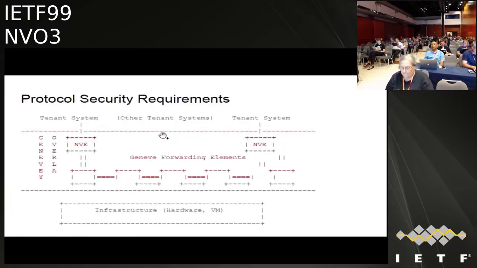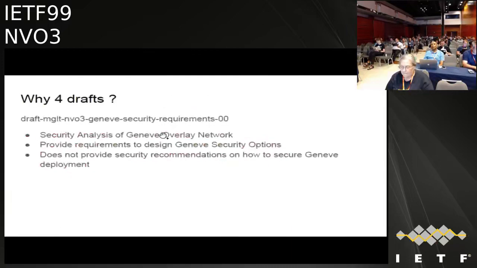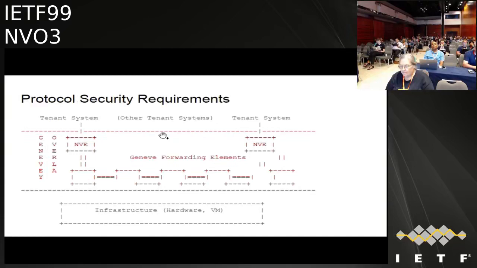We will present four drafts, and this is the requirement draft. Then we will go into the solution space, where we will describe how the protection is actually instantiated, and then how these different solutions are coordinated. That's a security architecture. So the requirement. As you can see, we have NVE, and then we have some Genevieve forwarding elements.